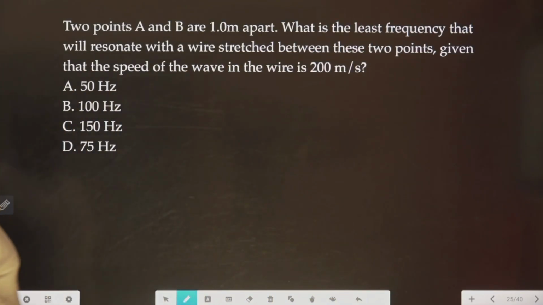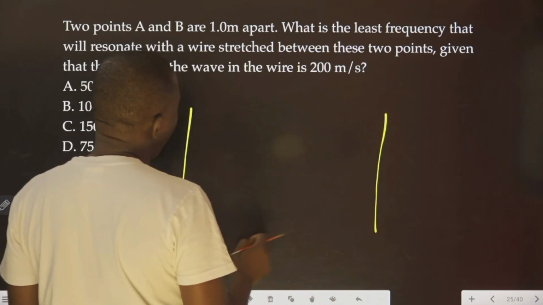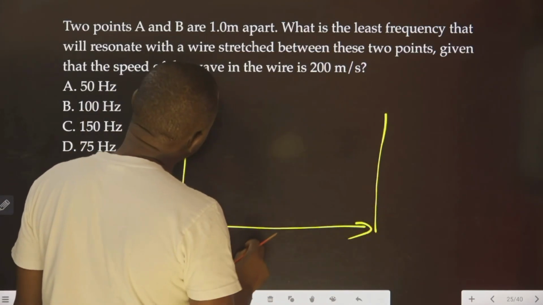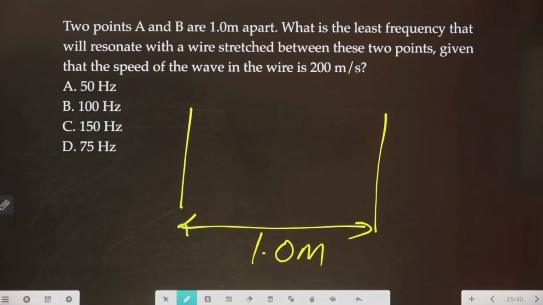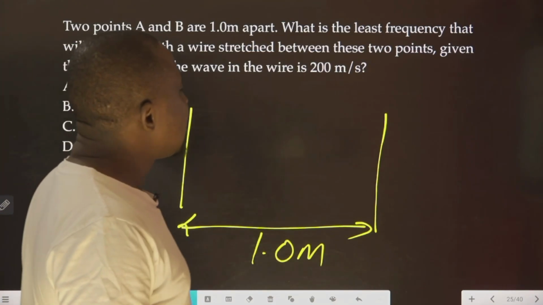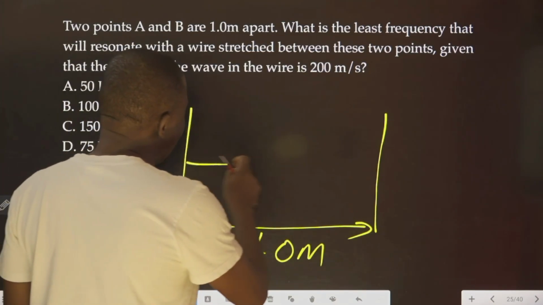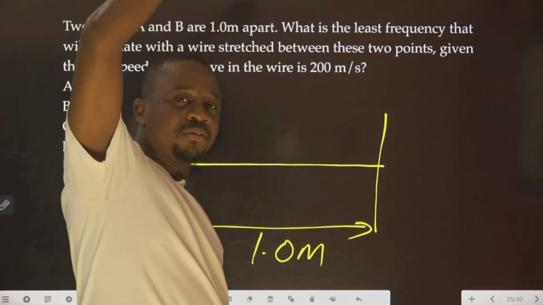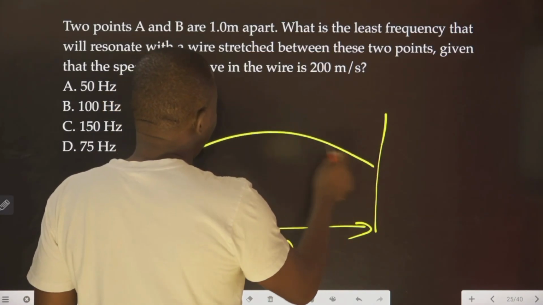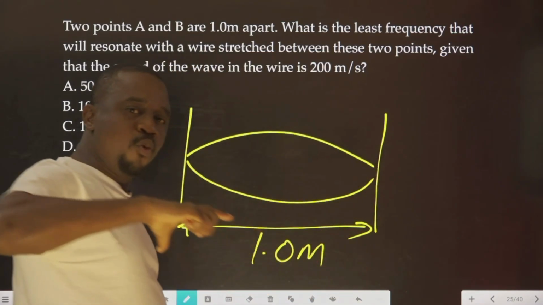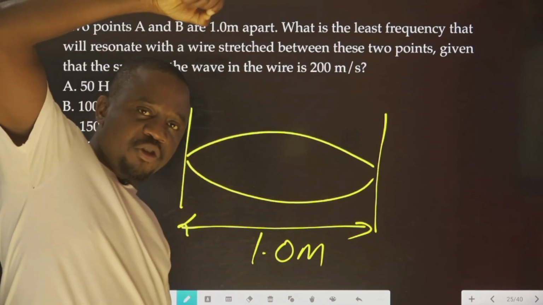Let's look at this. It says: two points A and B are 1 meter apart. So the distance between them is 1.0 meter. Okay? What is the least frequency that will resonate with a wire stretched between the two points? You put a wire here now. You agree with me? You stretch it up. You release it. What will happen? The wire will make this type of wave. Okay? Stretch it up.